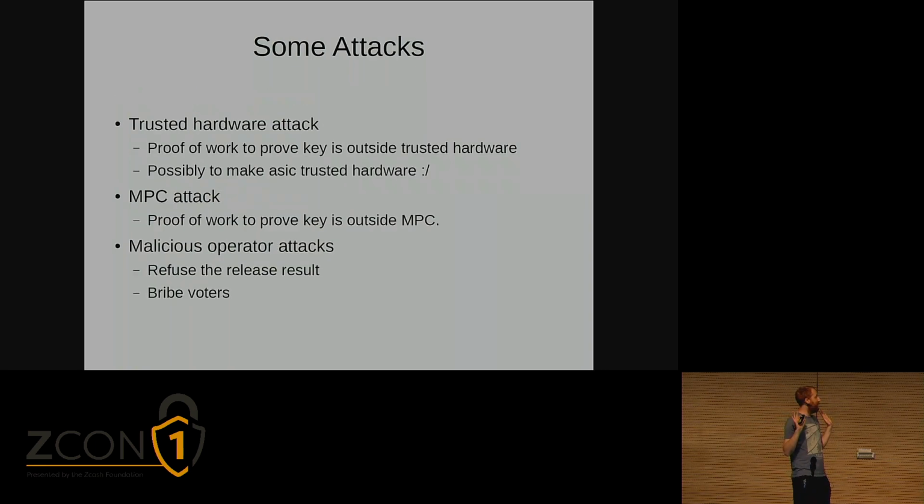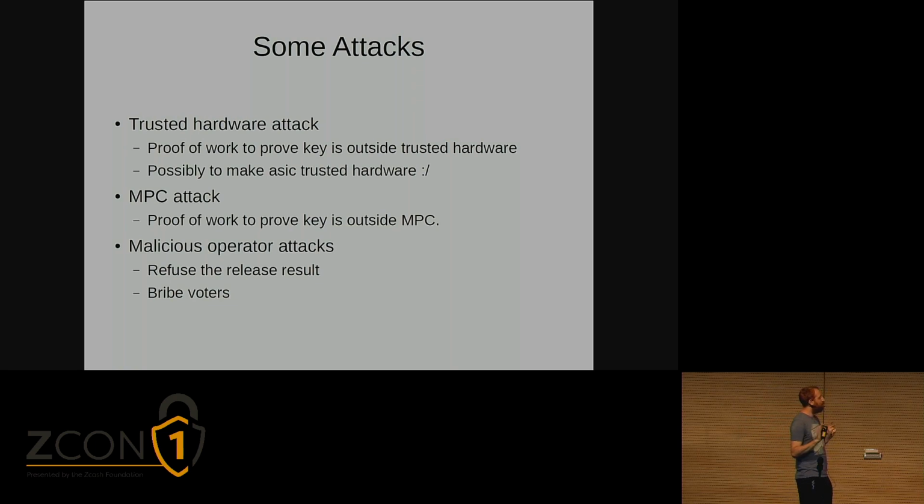Okay, so here are some attacks. One kind of attack is that you can put your key into trusted hardware, and the trusted hardware works in such a way that only if the briber says you can vote this way, can you vote this way. Then they're convinced that you voted a certain way because they know you can't vote another way. A similar attack is to do the same thing with an MPC, so instead of putting it inside trusted hardware, you put it inside an MPC.